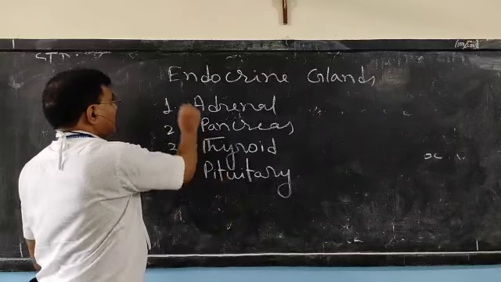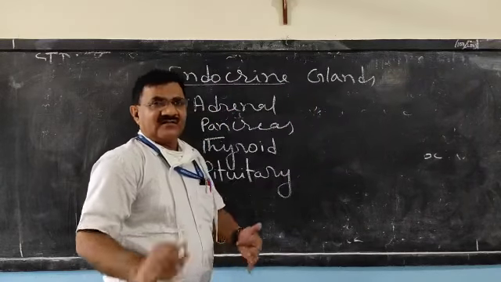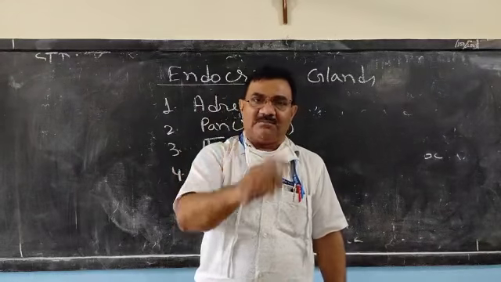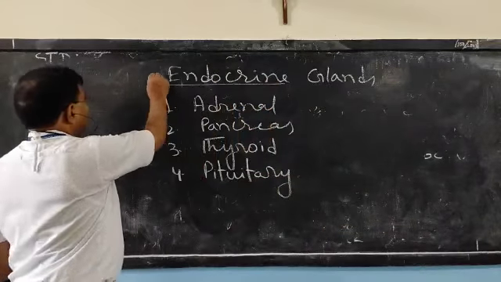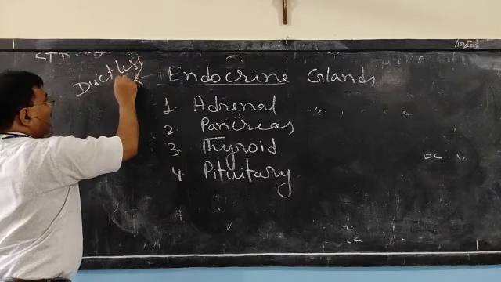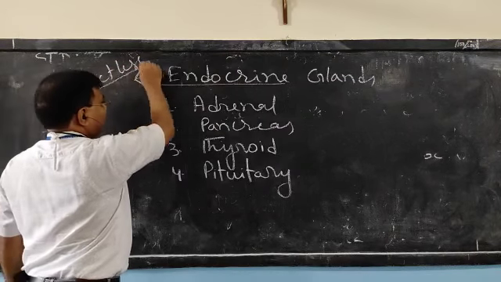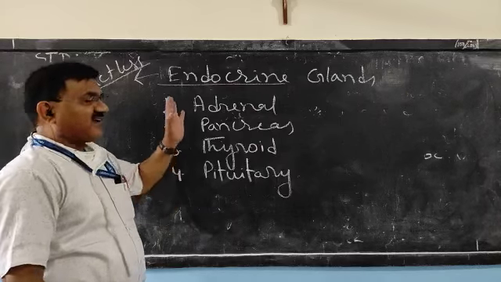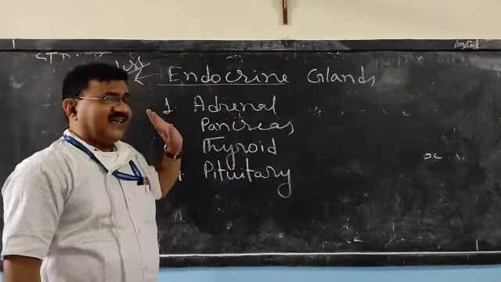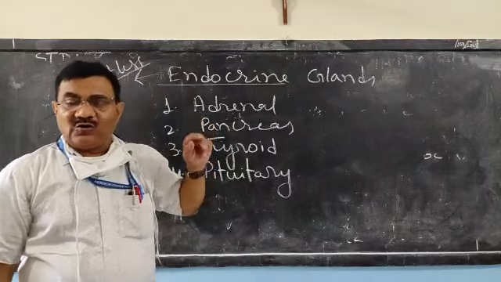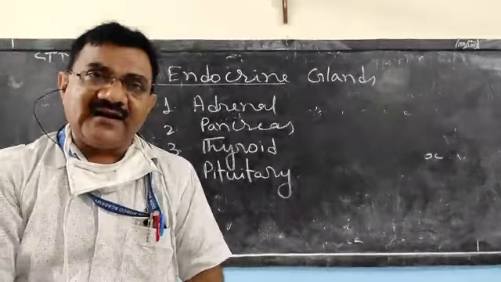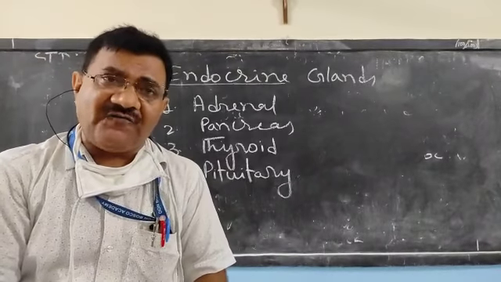Now listen, endocrine glands are the glands which pour their secretion directly into the blood. They are also called ductless glands. We have to discuss location and main function. So the first one is the adrenal gland, located on the top of each kidney.